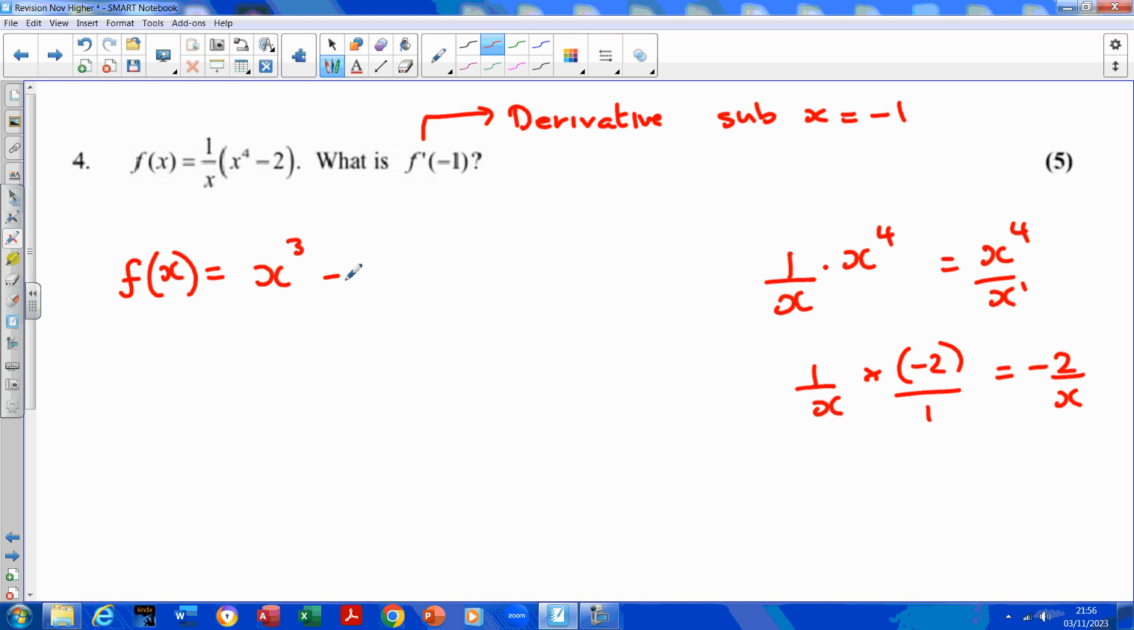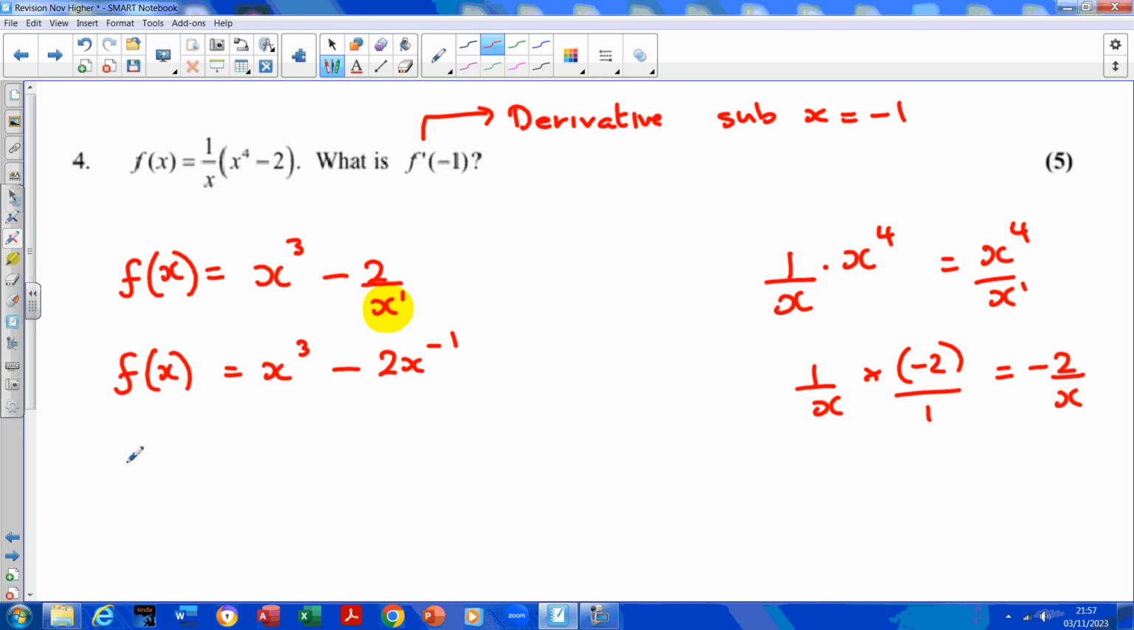So that's the first stage in our preparation. But I've still got a problem because I've got an x in the denominator. Cannot do that, so I've got to bring that up to the top. That is x to the power of 1. So when we bring that up to the top, that will become minus 2x to the negative 1. So we're now ready, it's all prepared, that's f(x).